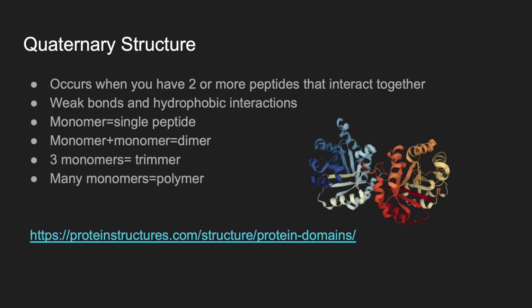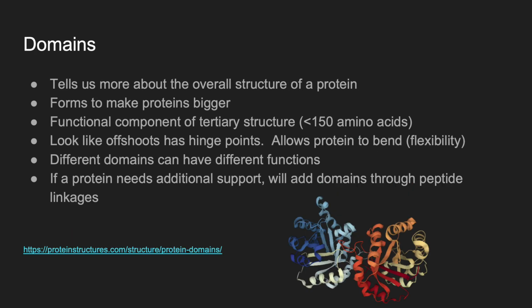To review, a monomer is a single peptide, 2 monomers is a dimer, 3 monomers are a trimer, and many monomers is a polymer. We can see a quaternary structure here on the right. We will go into the basic domains of this in the next slide. Domains can easily be seen through quaternary structure. Domains tell us more about the overall structure of the protein.